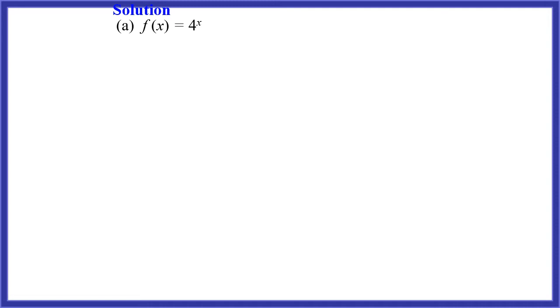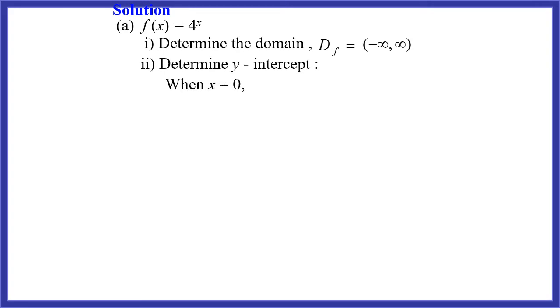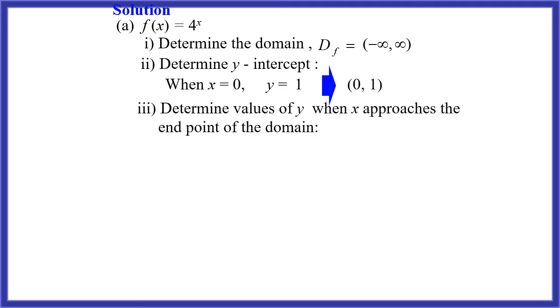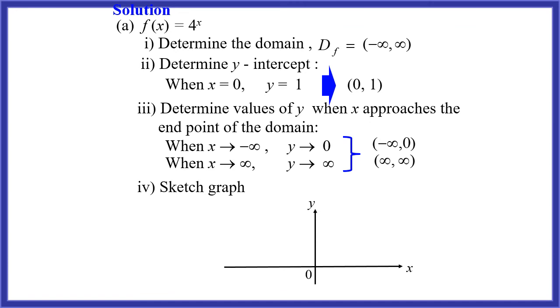So now for f(x) equal to 4 to the power of x, the domain is negative infinity to infinity. Find the y-intercept. When x equals 0, y equals 4 to the power of 0, which is equal to 1, always 1. And then the value of y when x approaches the end points of the domain. When x approaches negative infinity, y approaches 4 to the power of negative infinity, which is 0. When x approaches infinity, y approaches 4 to the power of infinity, which is equal to infinity. So we have these points. The graph will basically look the same as e to the power of x. We have the intercept at (0, 1), negative infinity approaches 0, infinity approaches infinity. So we have this graph.